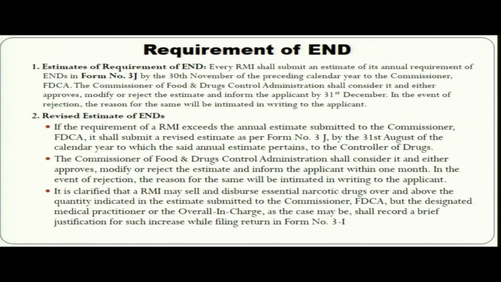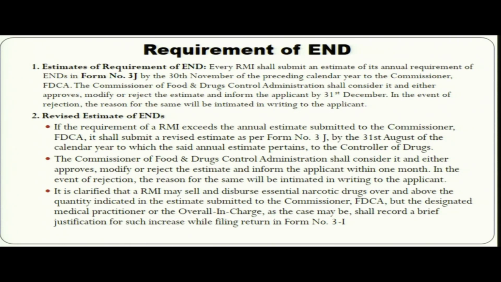Requirement of END. Estimates of requirement of END. Every RMI shall submit an estimate of its annual requirement of ENDs in form number 3J by the 30th November of the preceding calendar year to the Commissioner FDCA. The Commissioner of Food and Drugs Control Administration shall consider it and either approve, modify or reject the estimate and inform the applicant by 31st December. In the event of rejection, the reason for the same will be intimated in writing to the applicant.